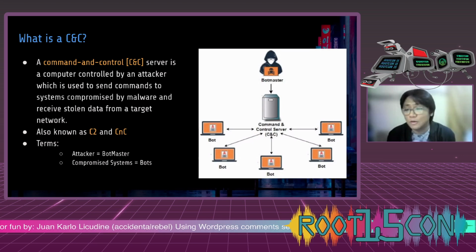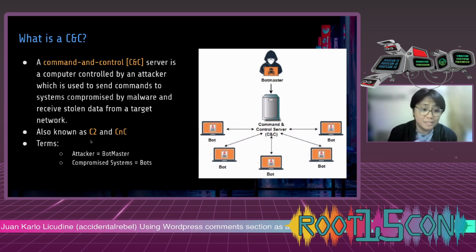If you would look at the diagram right here on the right, we have our command and control server. This can be any computer, it can be a server, it can be anything. And this is what we use as our communications channel so that the bot master or the attacker can communicate to the bots that are located anywhere in the world. CNC can also be referred to as C2.